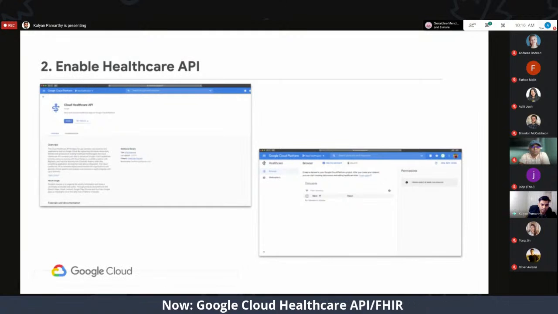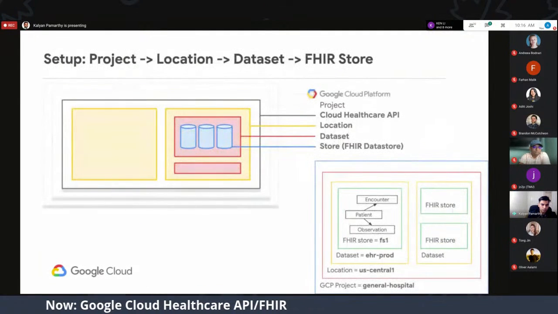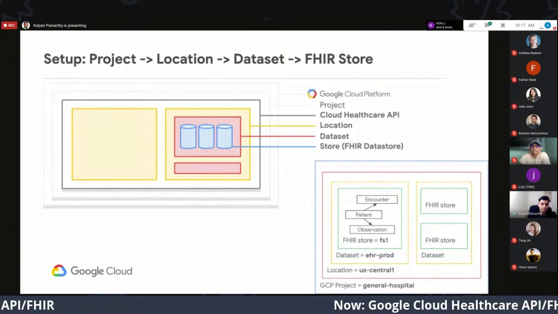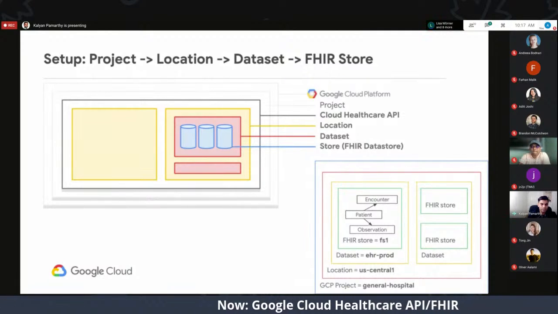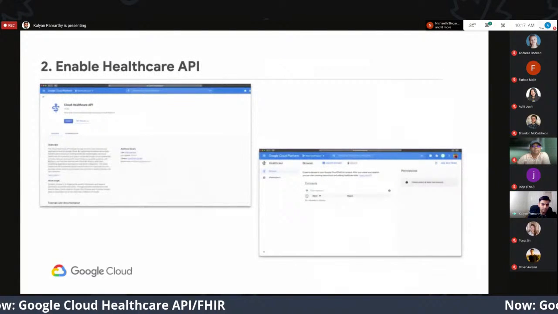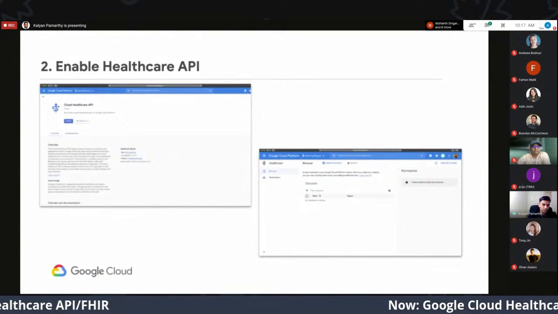And so basically what we're doing here is I'm taking you through this process of creating a project, enabling the HealthKit API, setting a location, and eventually through about 4 or 5 clicks, you will get to a point where you have your Firestore set up and ready for use.